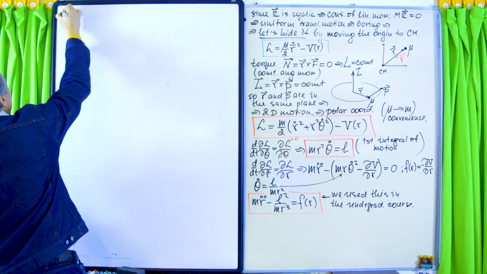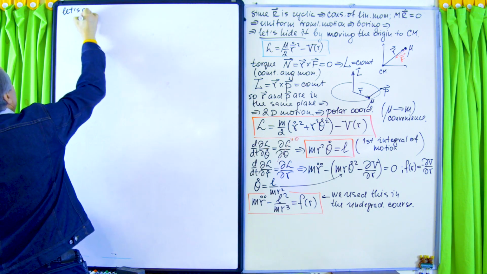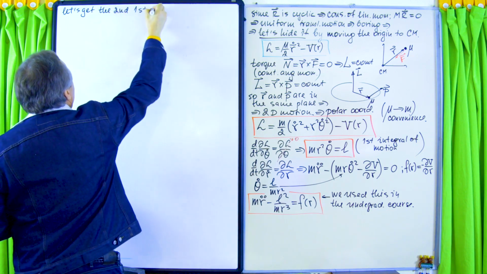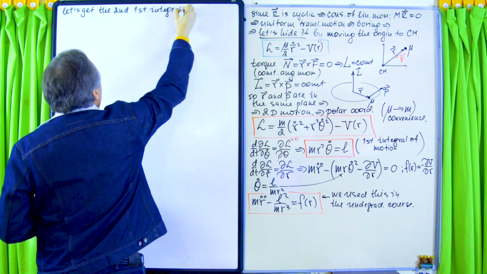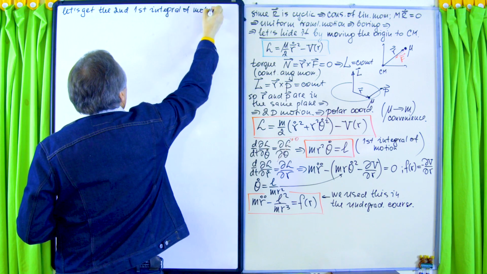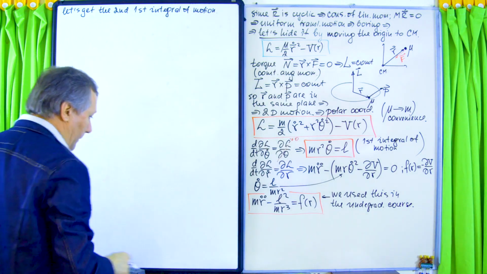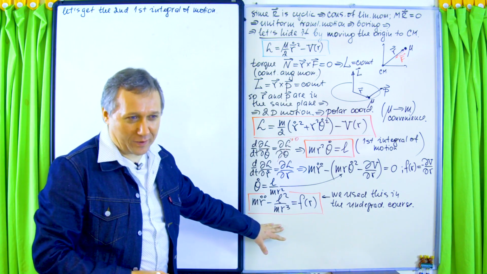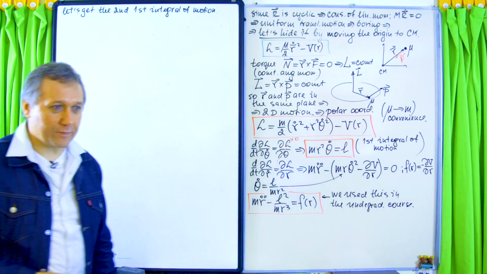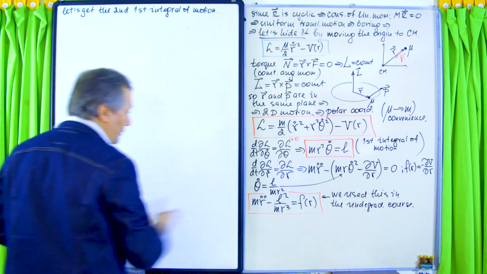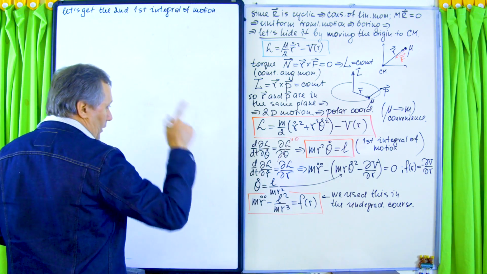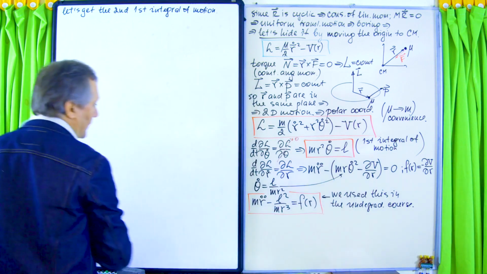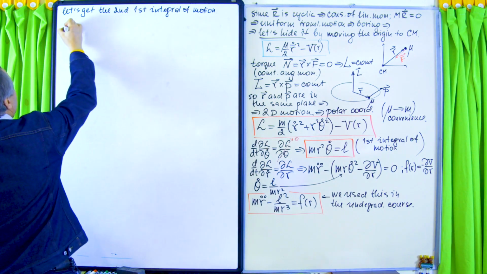Okay, so now let's get the second first integral of motion. And from this second order differential equation, we just need to integrate it once, right? The first integral of motion is what you get after integration of the differential equation of motion, right? Of course, instead of f, I will go back to minus dv over dr, obviously. And so let me write it like this.